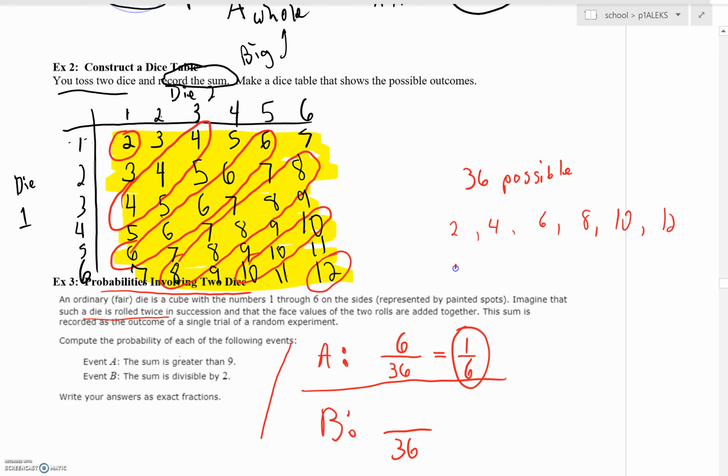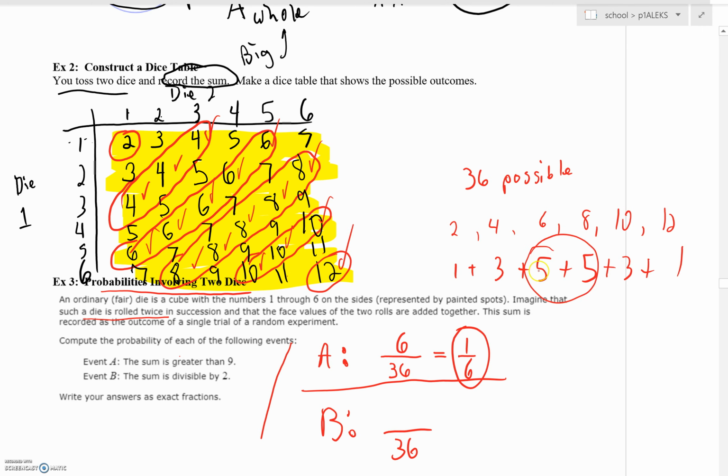How many 2s did we have? Well, there was 1. How many 4s? You can count 1, 2, 3 of them. How about the 6s? We've got 1, 2, 3, 4, 5 of them. How about the 8s? 1, 2, 3, 4, 5 of those. How about the 10s? 1, 2, 3. And how about the 12s? You can see there's just 1.